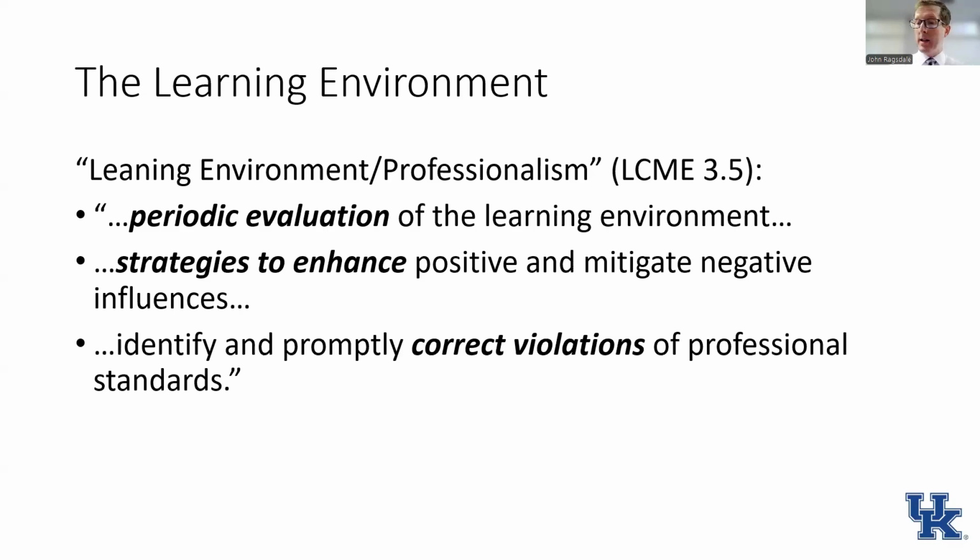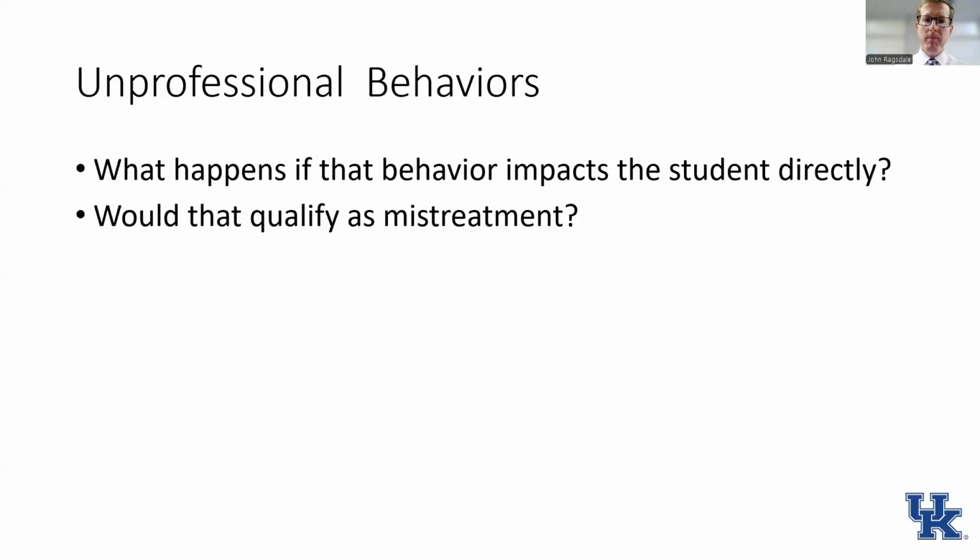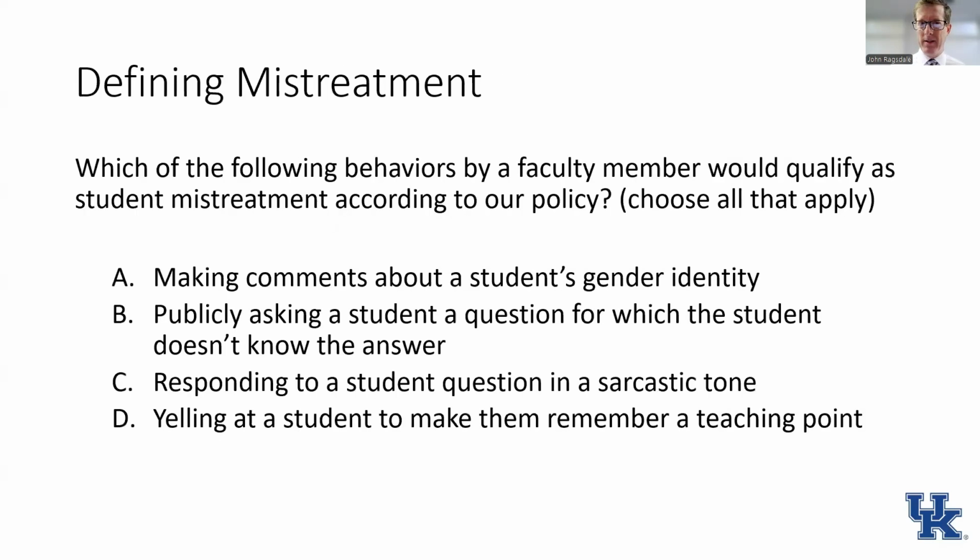And so we conduct surveys of students to gauge how they perceive the learning environment. We also assess the learning environment on our course evaluations. And these are ways that we can monitor the learning environment to be able to enhance and mitigate and then deal with violations when they happen. So what about when things do happen, when there are unprofessional behaviors, and what about when those behaviors impact the student directly? When does that qualify as mistreatment?